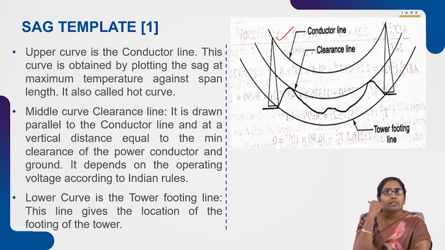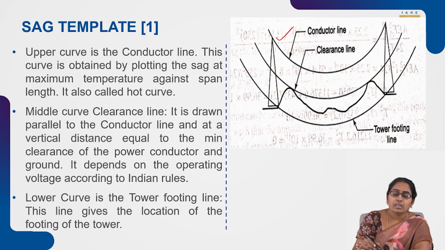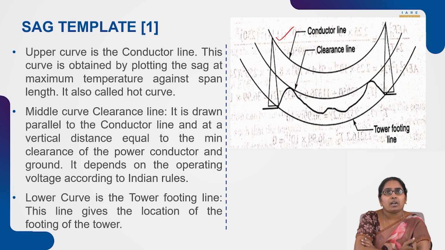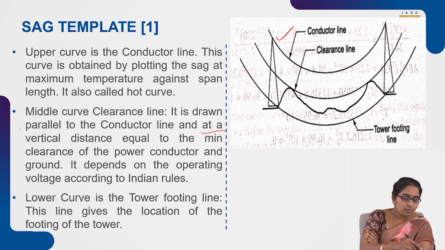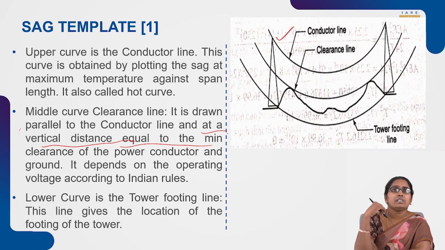Next, the middle curve is the clearance line. It is drawn parallel to the conductor line and at a vertical distance equal to the minimum clearance between the power conductor and the ground. This is nothing but the minimum clearance of the conductor from the ground, which depends on the operating voltage according to Indian rules.